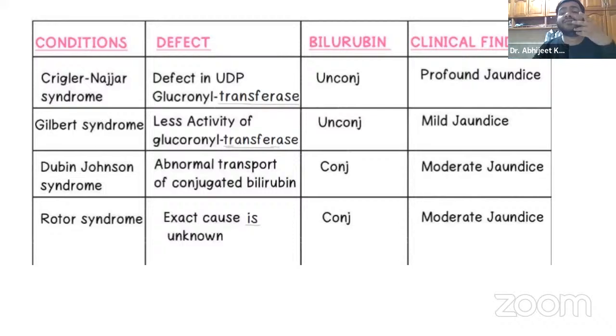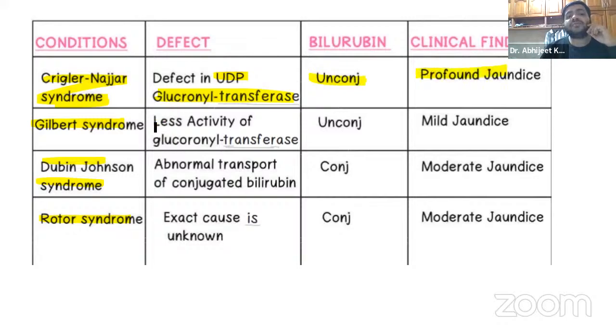So there are various diseases, guys, that you have to remember. The very first one that you will study in medicine is Crigler-Najjar syndrome. Apart from that, we have Gilbert syndrome, Dubin-Johnson syndrome, and Rotor syndrome. These are disorders that you will cover in the medicine part. In Crigler-Najjar syndrome, there is a defect in the enzyme UDP glucuronide transferase. Obviously, the bilirubin will be unconjugated, and there will be profound jaundice.